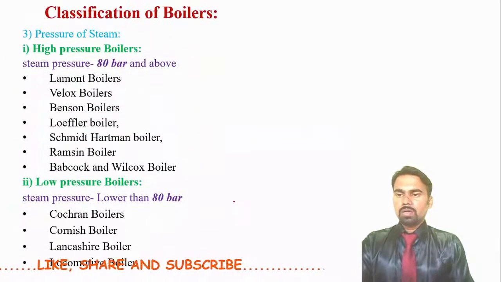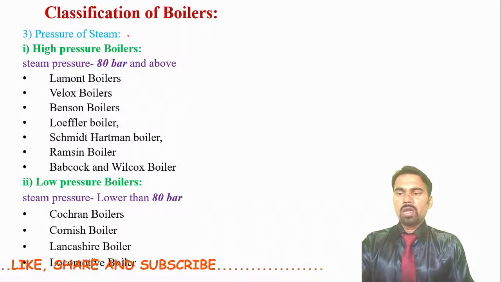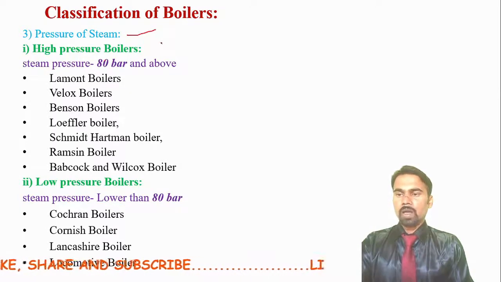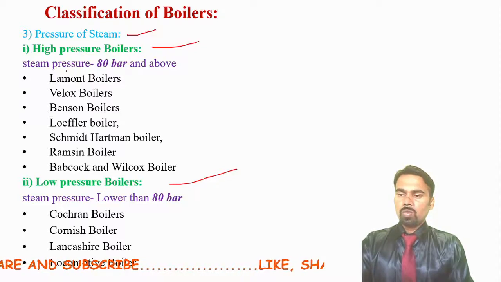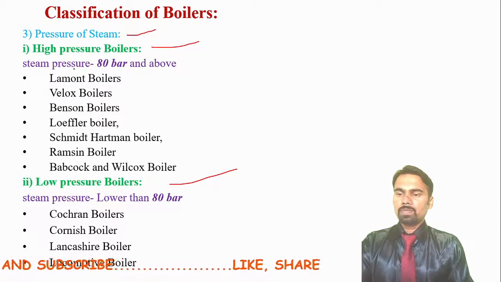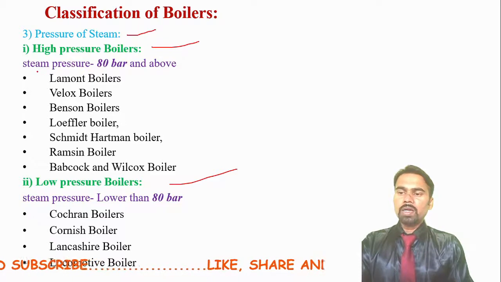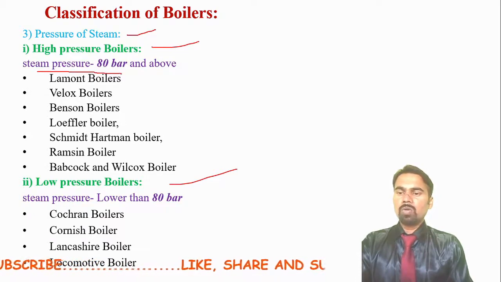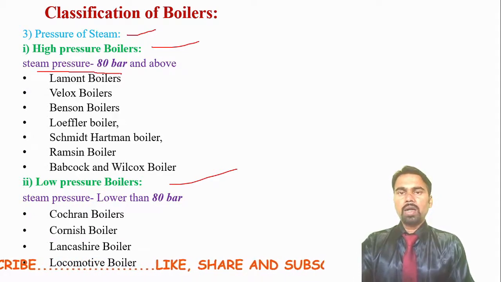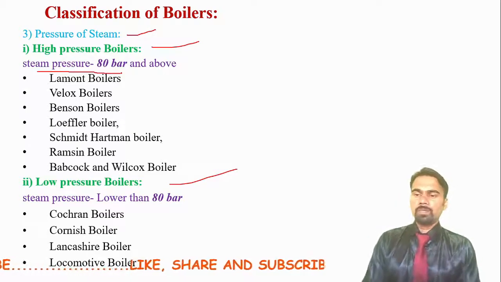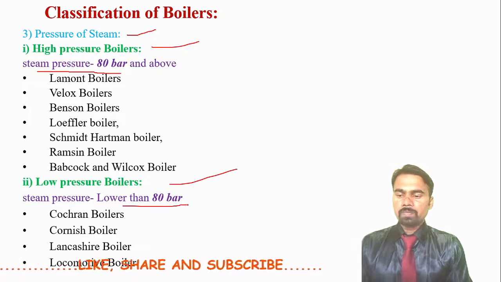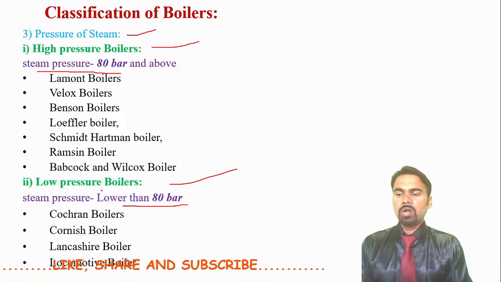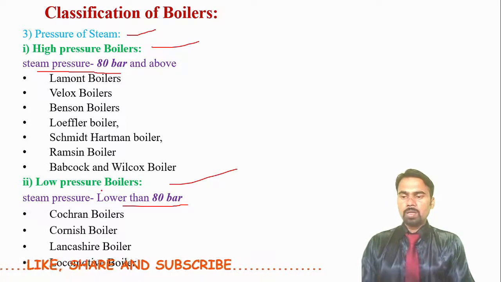Then next classification according to pressure of steam: high pressure boilers and low pressure boilers. What is high pressure boiler? If the generated steam pressure is above 80 bar, then it is high pressure boiler. If it is lower than 80 bar, then this boiler is known as low pressure boiler.